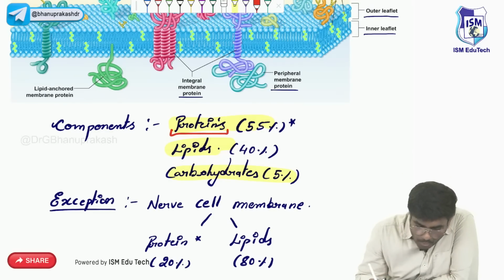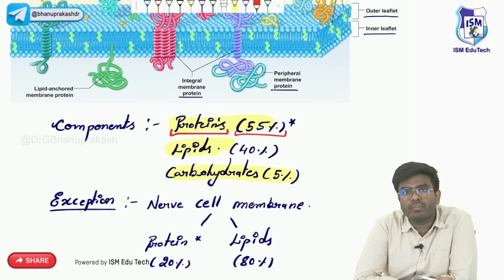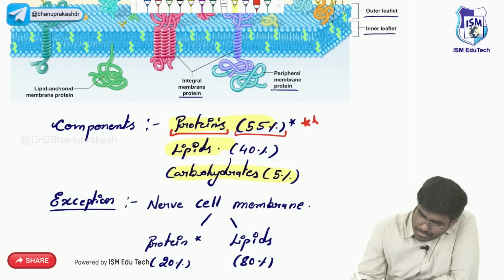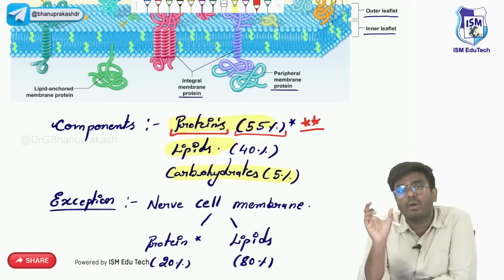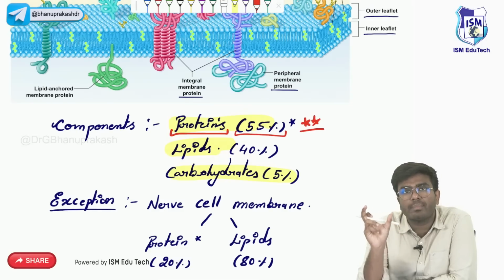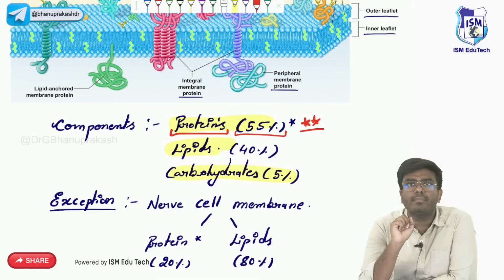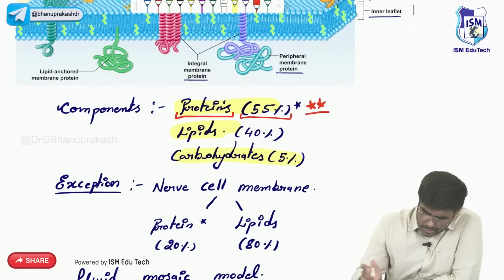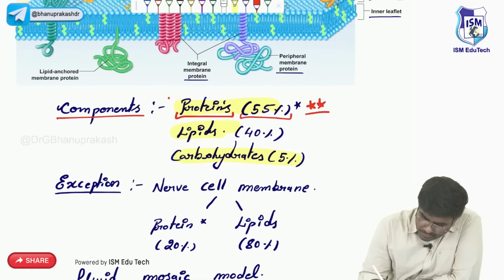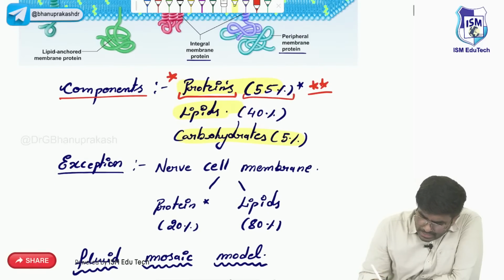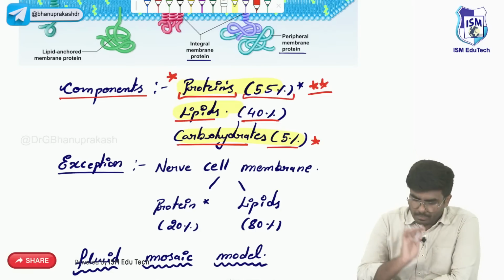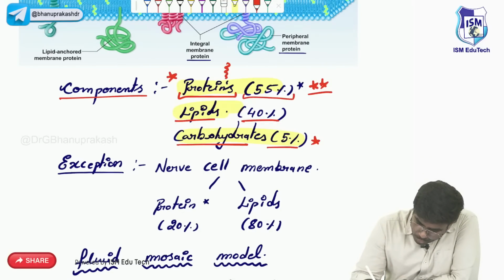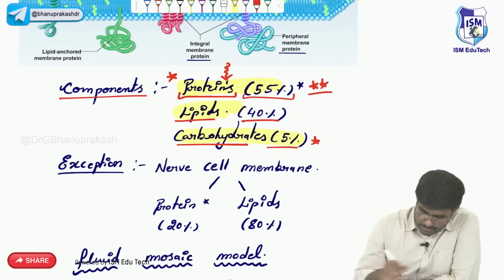The major component of your cell membrane is proteins. The majority of the composition of your cell membrane comes from the proteins. Lipids constitute 40%, carbohydrates constitute 5%. But the important MCQ I want you to know is that proteins are the major component of the cell membrane.